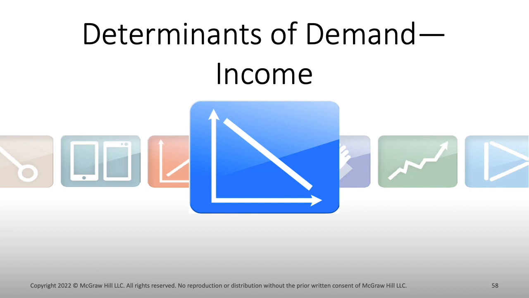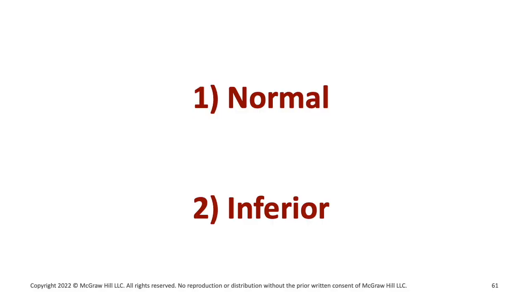Determinants of demand. From this point on, we're going to talk about different non-price determinants of demand. So first up, we have income. With income being a non-price determinant, we have what we call normal goods and inferior goods. These create two different types of goods for us.